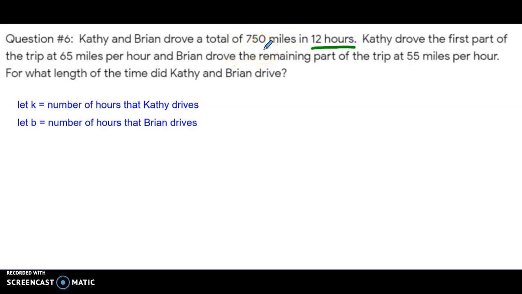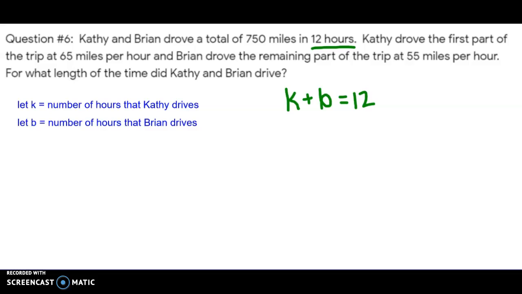We can't work on miles right now because the only thing we know is that Kathy, together with Brian, are both driving a certain amount of hours. We don't know if she drove 1 hour and he drove 11, or if they split it down the line and they each drove 6 hours. We don't know that. The only thing we know is that together they did this trip, Kathy plus Brian, the number of hours each person drove equals 12. So that's our first sentence.